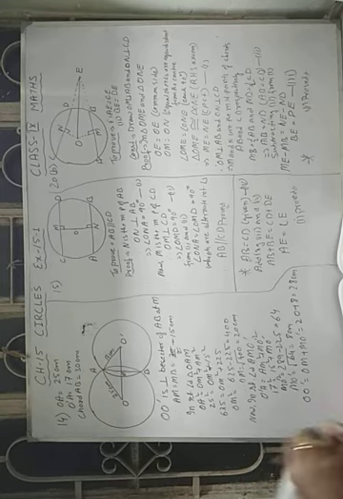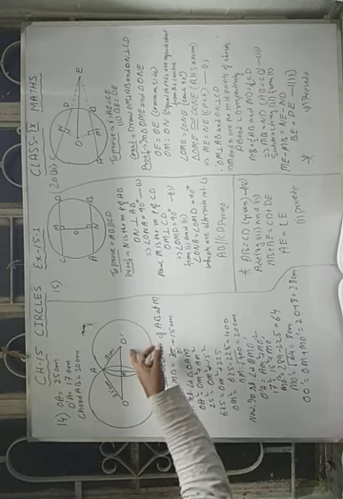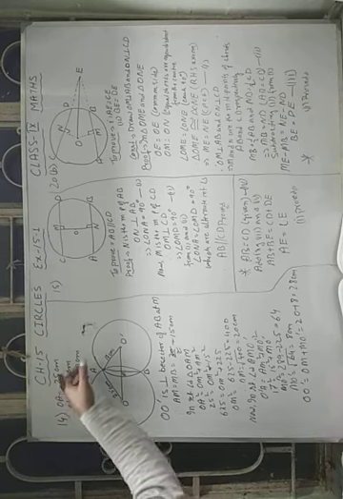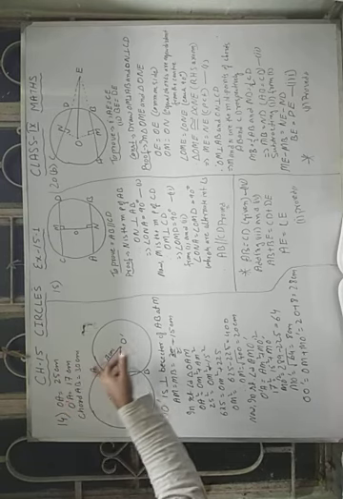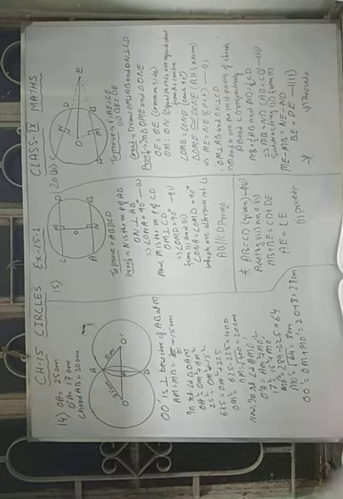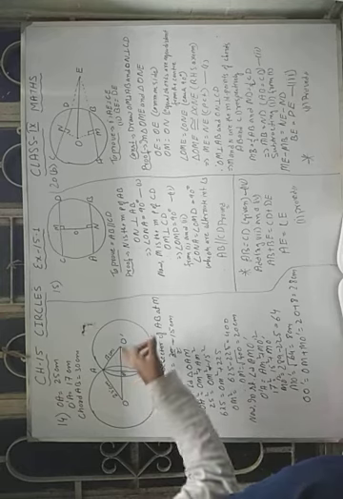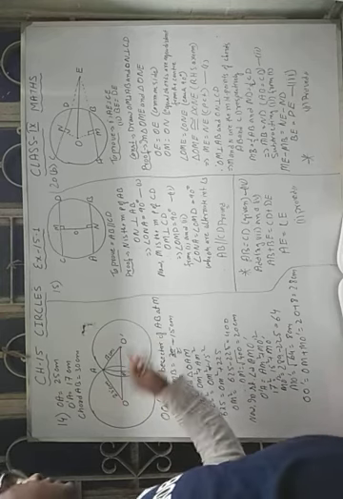After that, the radii of these two circles are different. The radius of the first circle, OA, is 25 centimeters, and of the second circle, O dash A, is 17 centimeters. Now you have to find the distance between O and O dash, that is, the distance between the two centers of the circles.